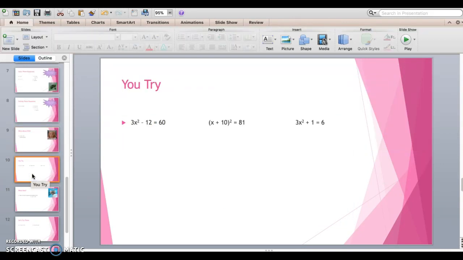So these are just some extra practice problems. I highly recommend you pause right now, get these practiced, get out your notebook, work on some of these, and make sure that you're getting the hang of it.